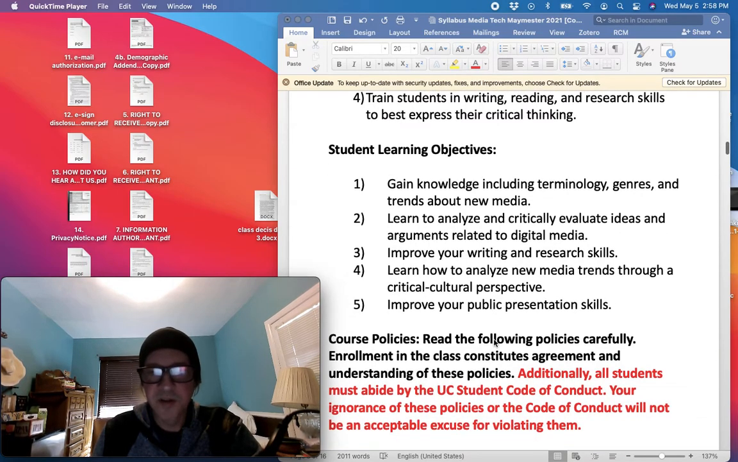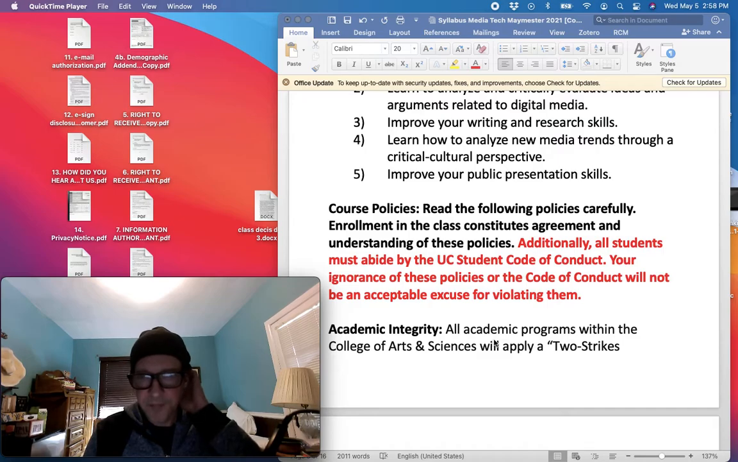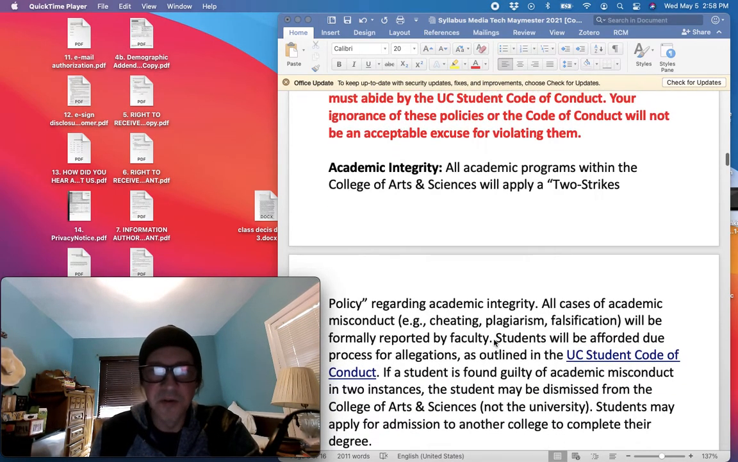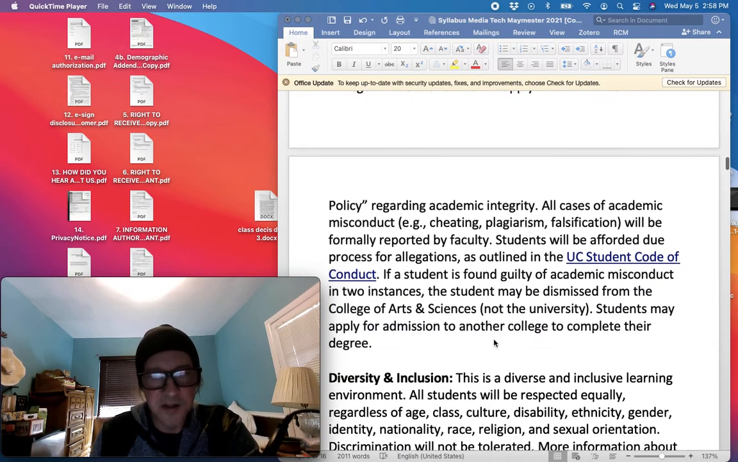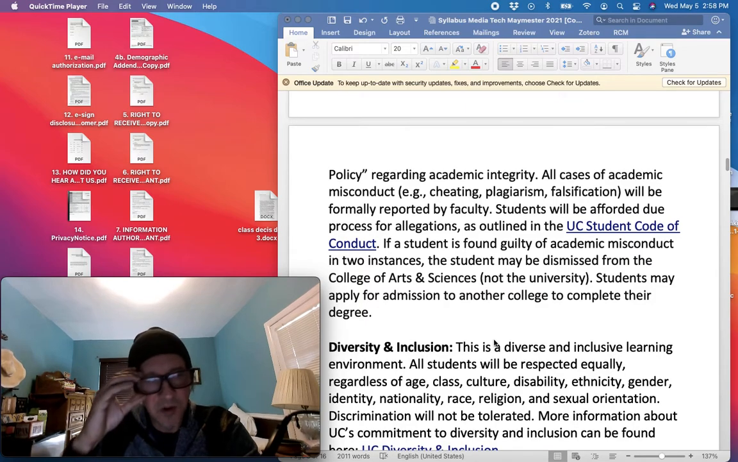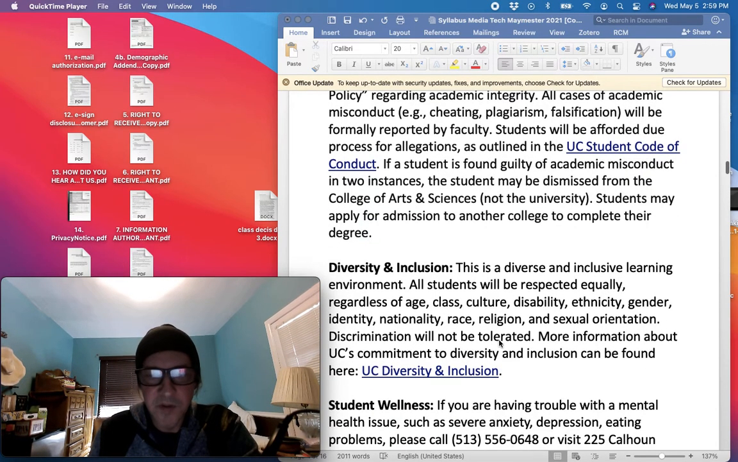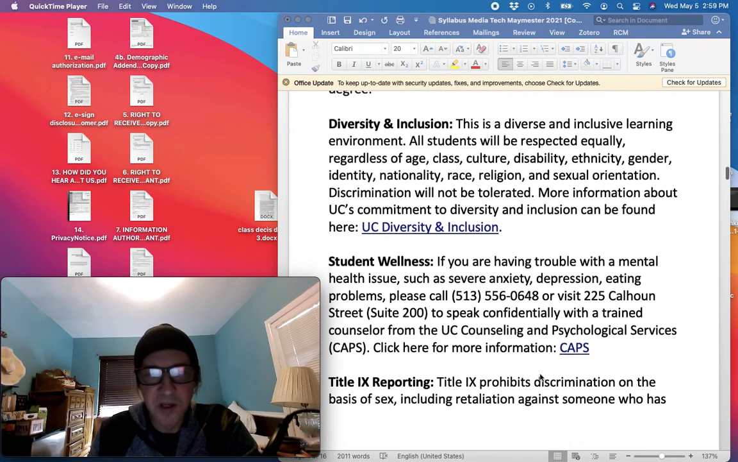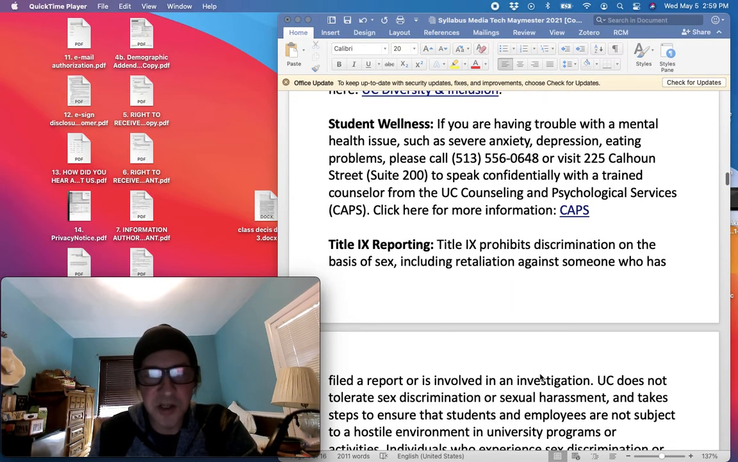Here's the rest, which is a lot of the fine print or policies. It says you have to follow the student code of conduct, which mostly means not to plagiarize. That will be difficult in this class since you're going to have to do your own debate. This is about our commitment to diversity and inclusion. Here's some information on student wellness as far as mental health goes if you're having issues there.